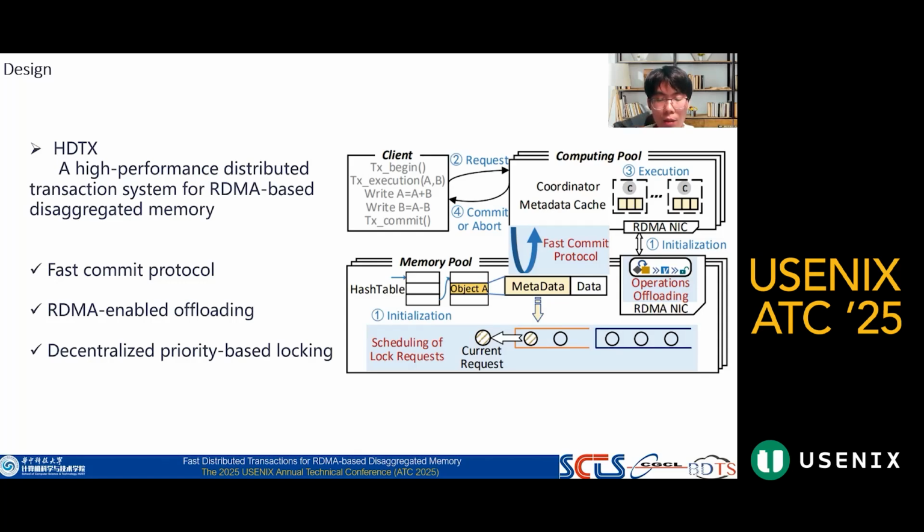When receiving requests, the coordinators fetch and lock the data from the memory pool with priority-based locking, and then execute the transaction locally. Once the execution is completed, the coordinator uses our fast commit protocol to commit the transaction, and then returns the output to the client. Finally, the RNIC of the disaggregated memory node performs the data synchronization and releases the write logs in the background.